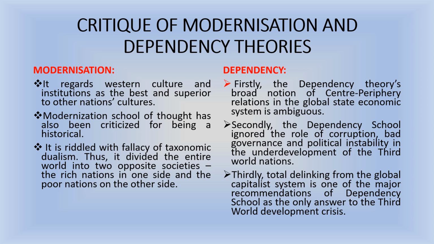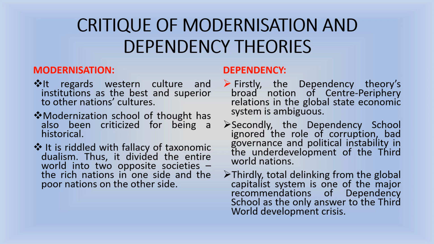Modernization theory regards Western culture and institutions as the best and superior to other nations' cultures, and that is why they have projected and promoted Western values as the only way to actualize development. But we notice from studies that there are countries like Saudi Arabia and the United Arab Emirates that do not practice some of the Western cultures or Western values or Western principles like democracy or capitalism, but yet these countries have actualized development. It then means that countries can actually apply their locally designed economic strategies and still develop.